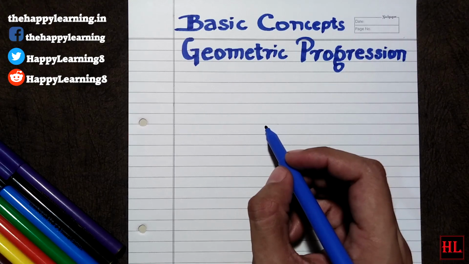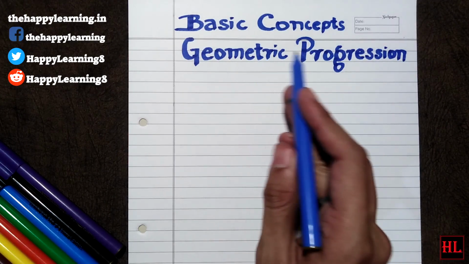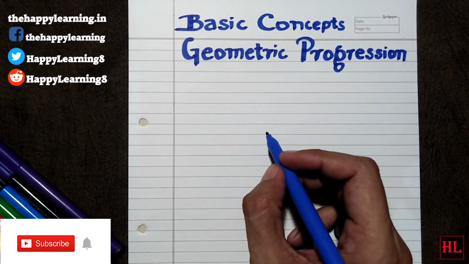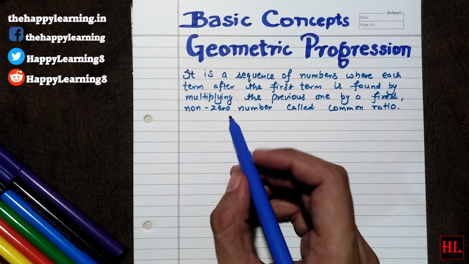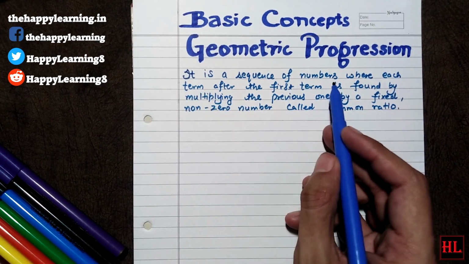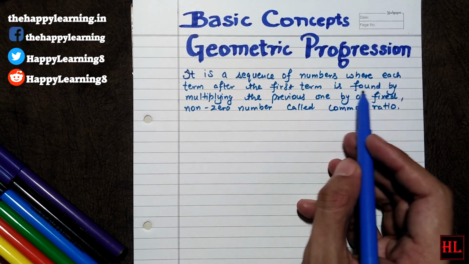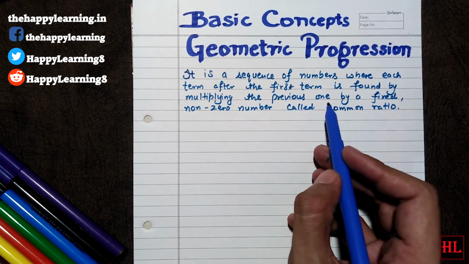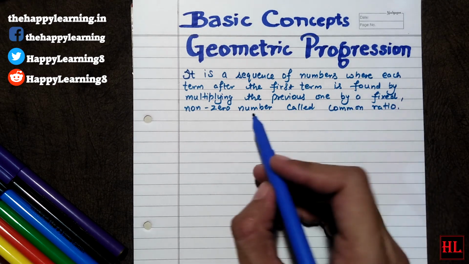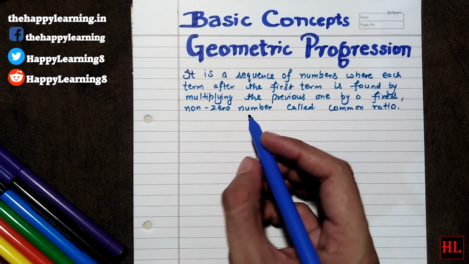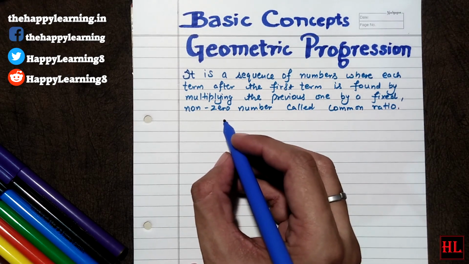Hello friends, in this video we learn the basic concepts of geometric progression. So first of all we need to learn what is a geometric progression. A geometric progression is a sequence of numbers where each term after the first term is found by multiplying the previous one by a fixed non-zero number called common ratio.